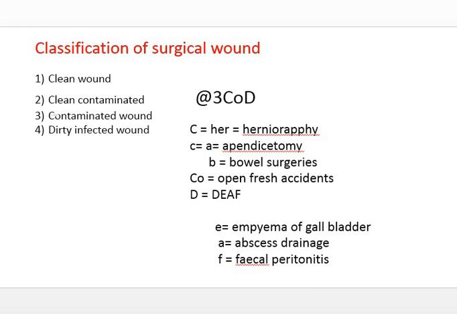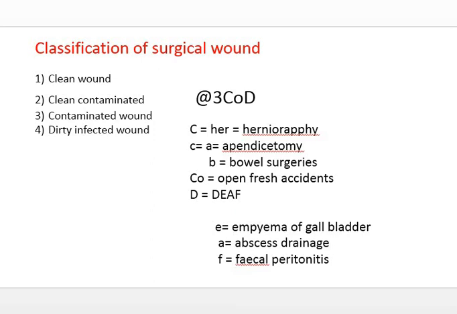In classification, we have clean wound, clean contaminated wound, and dirty infected wound. It's very easy. Clean, then clean gets contaminated, then it's totally contaminated, then dirty. It will not be difficult for you to remember, but the difficult part is remembering the examples. So now I have made a quite tricky mnemonic. It's not tough, it's just quite tricky.